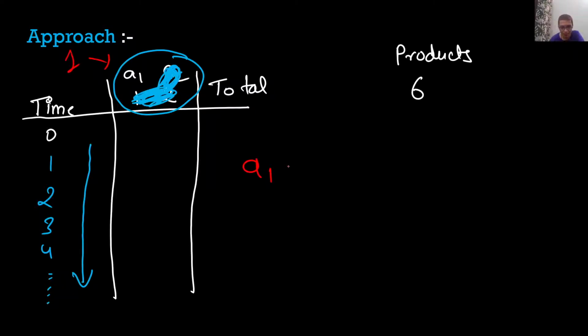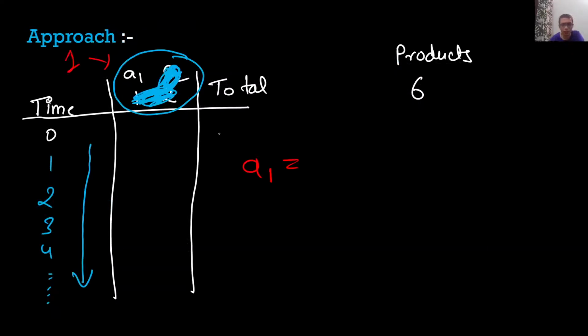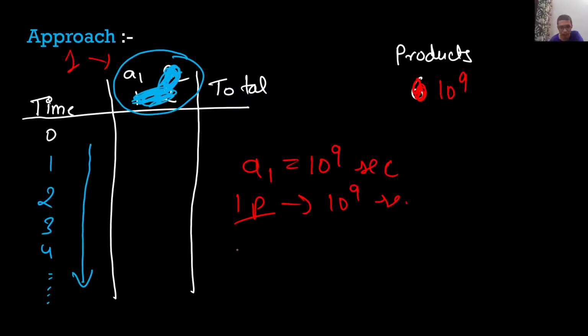So A1 is the only machine that I have. A1 is also the slowest machine that I can have, right? So the slowest machine over here will take 10 to the power 9 seconds to finish one product, right? And in the worst case, we can have 10 to the power 9 products. So 10 to the power 9 products would be made in 10 to the power 9 multiplied with 10 to the power 9, which is 10 to the power 18 seconds, right?